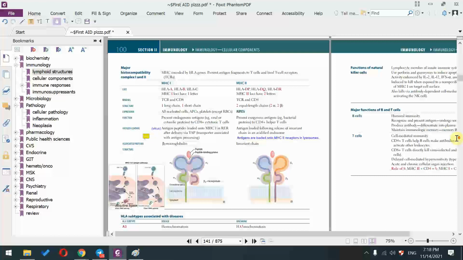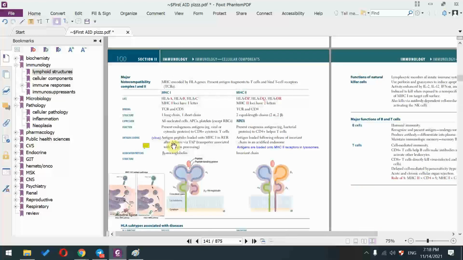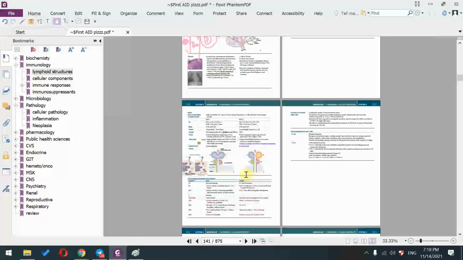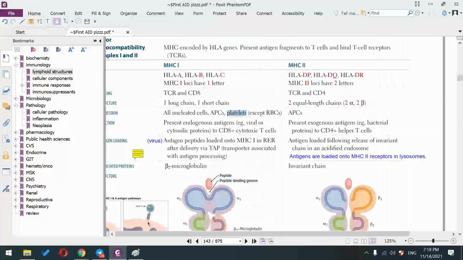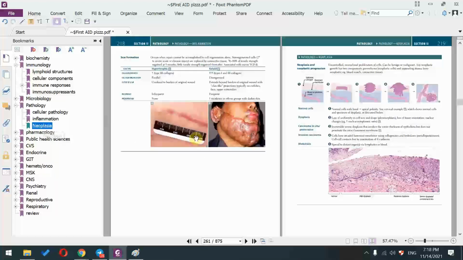While MHC class 1 is on all nucleated cells except the RBCs. Why? Because the RBCs do not contain nuclei. You'll be like, okay, but the platelets do not contain nuclei as well. How come they have an MHC class 1? Well, the platelets come from megakaryocytes, which contain big nuclei, and the platelets are just a fracture of that cell. They are not cells by themselves, actually. They are just a fracture of cells. Okay.